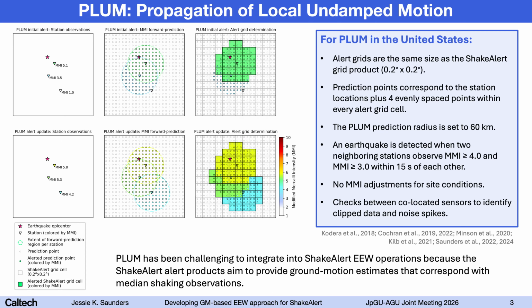PLUM has had very promising results in our internal real-time testing. However, we have found that PLUM has been challenging to integrate into ShakeAlert operations, primarily because ShakeAlert aims to produce ground motion estimates that correspond with median shaking observations, which is difficult to achieve with the PLUM approach.